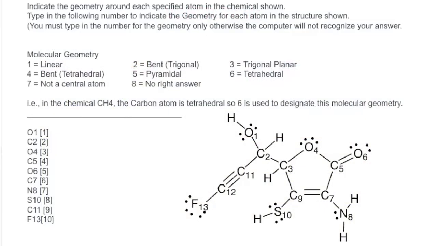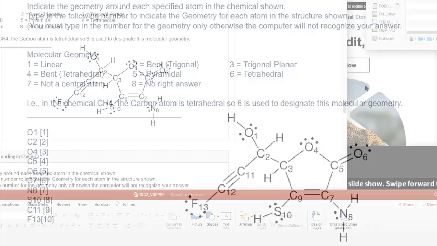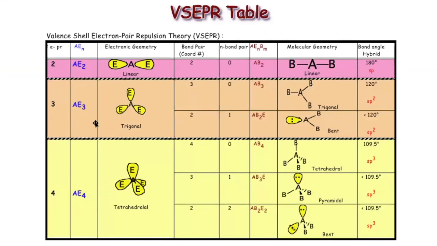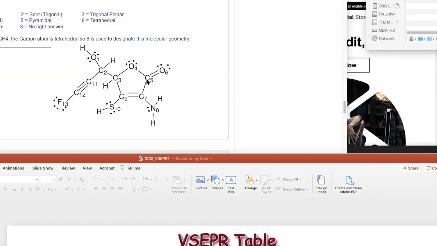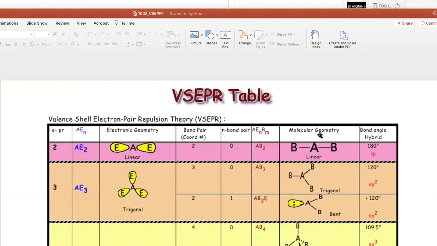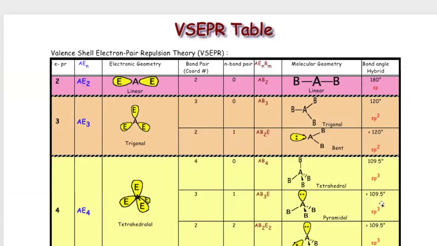So for this particular example, that's a trigonal planar. There are 3 regions of electron density: 1, 2, 3. Three regions of electron density is a trigonal electronic geometry. There are bonded atoms in all 3 sites. That's 1 region, that's the 2nd region, that's the 3rd region. That's trigonal planar right there.